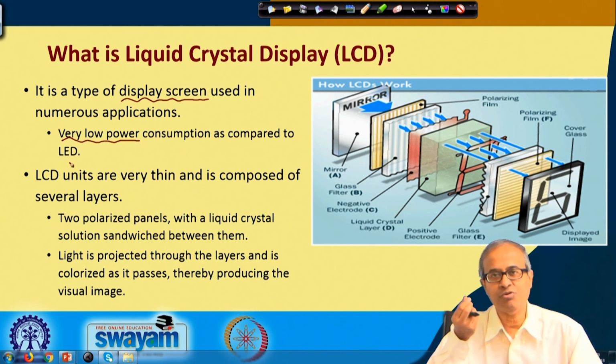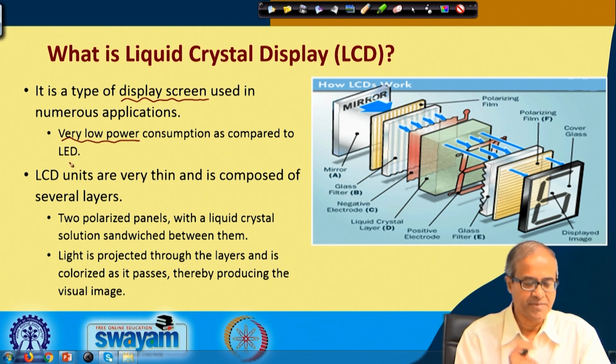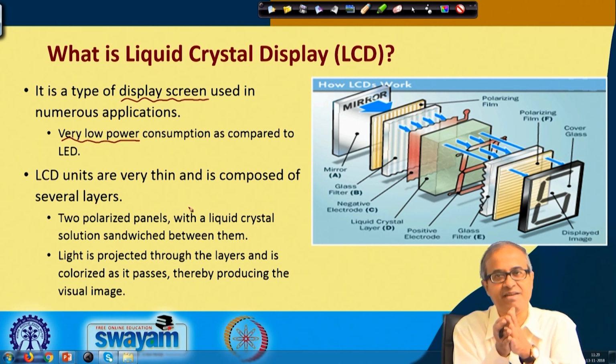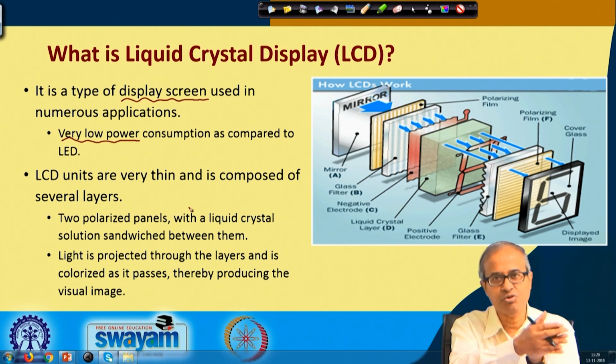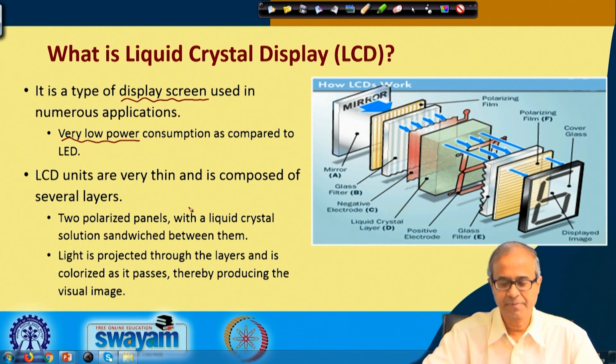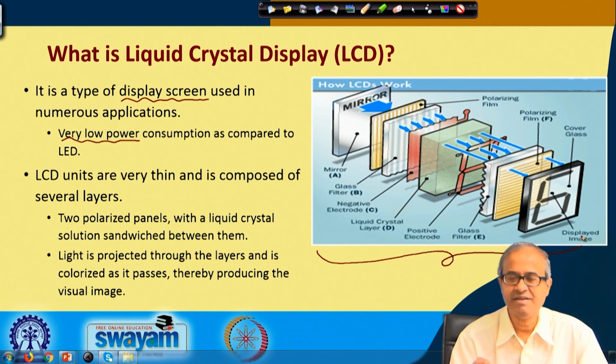Like LEDs, as I told you, to glow every LED you need of the order of 5 milliampere of power, but in contrast for LCD the current requirement is of the order of microampere, very small. And the way LCD units are manufactured, they are also very thin in terms of form factor. Like the LCD TVs you must have seen, they are so thin in structure as compared to the older TVs which were so bulky.